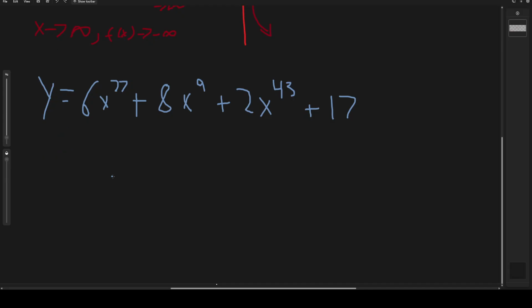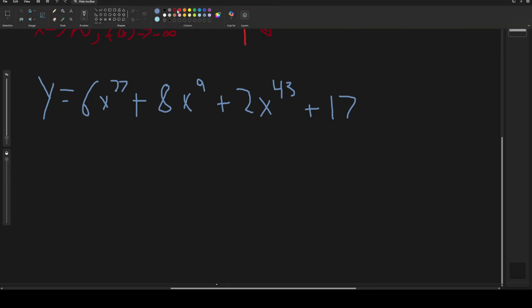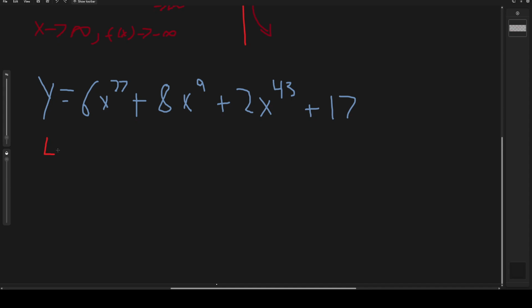Actually, I don't need to write that. But what do you think here is the leading coefficient, from looking at it? So the obvious answer here, people might think it's 6x^27 just because it's in front, but that's actually not the case. It is going to be 2x to the power of 43 here, just 2, because we're just looking at the coefficient, right? So because 43 is the highest power here out of 9 and 27.